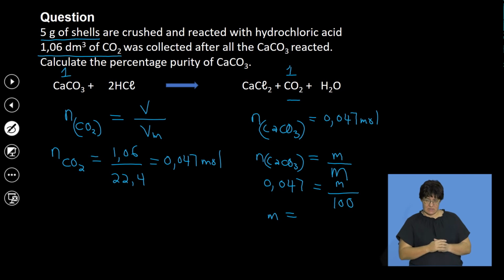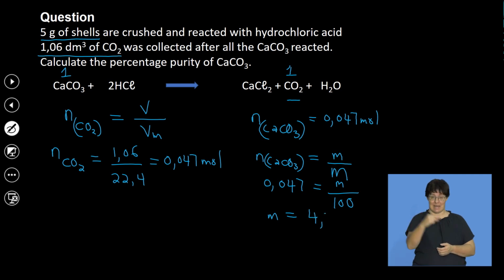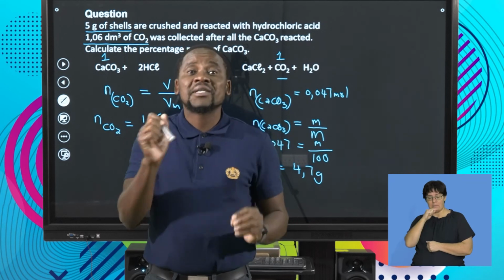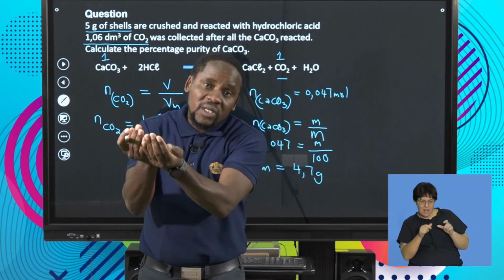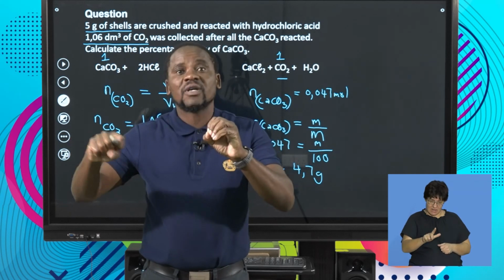So we'll go back and actually do that calculation on our calculator. What do we have? We're going to have 0.047 multiplied by 100. If we multiply that by 100, we get 4.7, right? Now, what is this 4.7 grams? Let's break this down and bring this into context. The sample of the eggshell, the total mass, is 5 grams. Of that 5 grams, only 4.7 grams is actually calcium carbonate. So in other words, a major component of that eggshell consists of calcium carbonate, which is 4.7. Then it means the remainder thereof is the impurity.